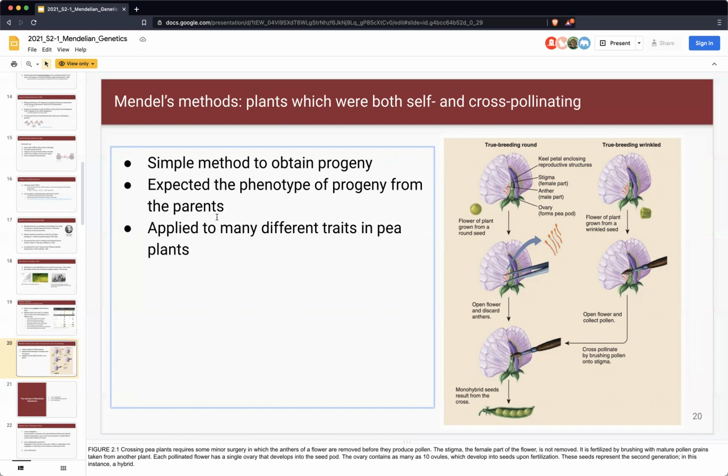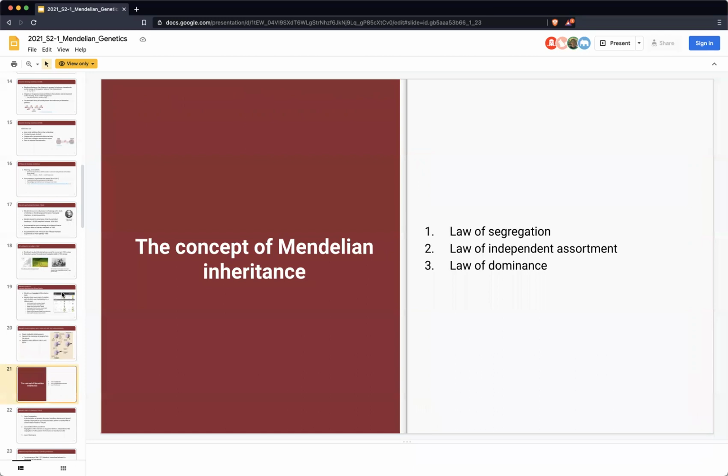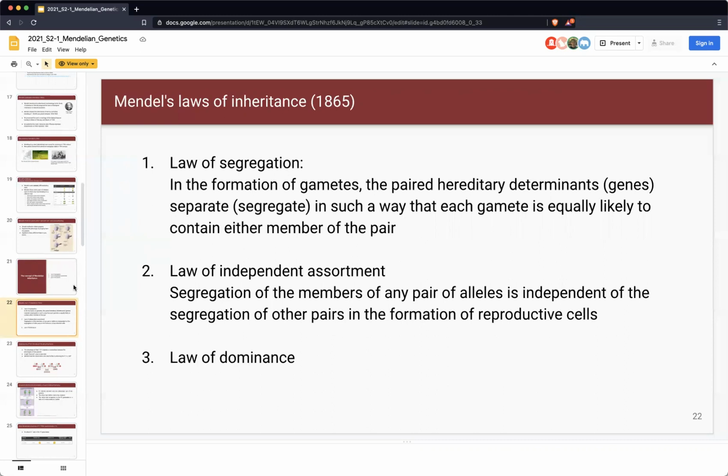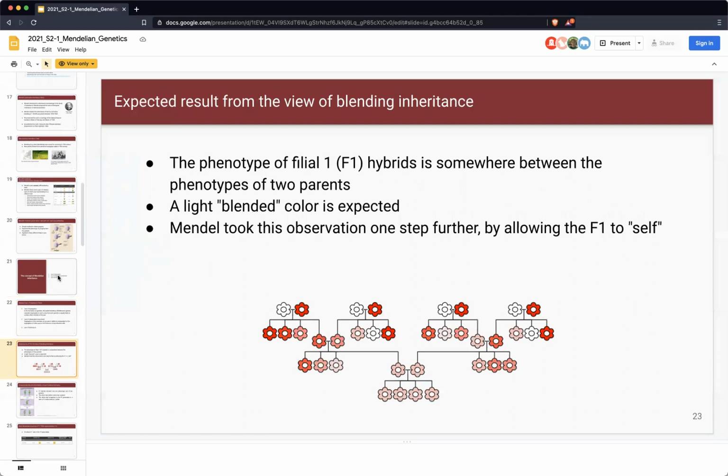Okay, so what is the concept of Mendelian inheritance? We know Mendel's laws of inheritance were proposed in 1865. There are three laws, right? The law of segregation, the law of independent assortment, and the law of dominance, right? Okay, so let's start with Mendel's expectation, and the expectation from blending inheritance.